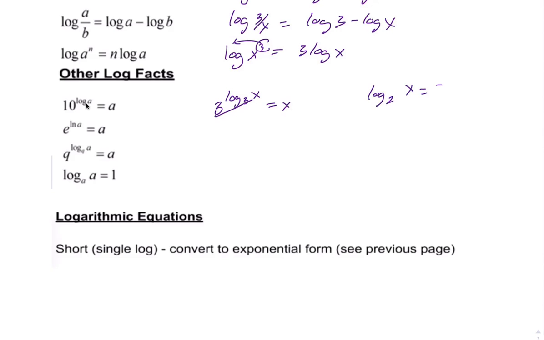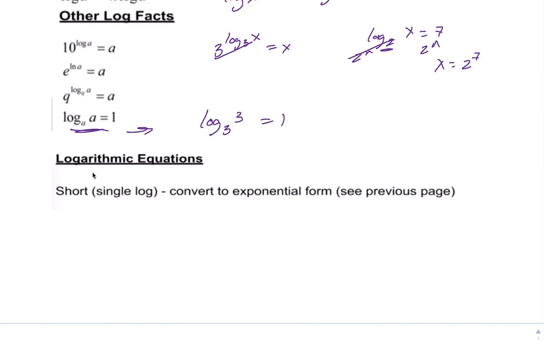2 to the x equals 7. You just take the log base 2 of both sides. That way these cancel and you get x equals log base 2 of 7. E and natural log cancel out. We talked about this. This one's the same thing I just talked about. And then log, that's a good one to know, that if the base and the number are the same, it's just 1. And we can use that as a trick sometimes.